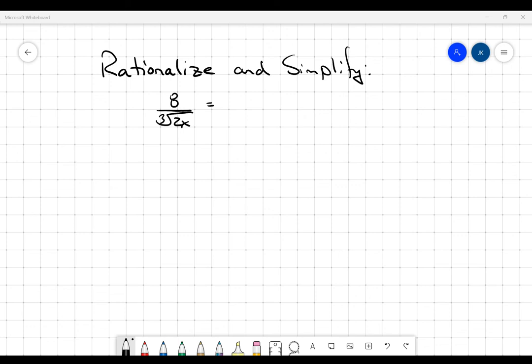Okay, hi everybody. So we're being asked to rationalize and simplify some expressions, and here's the one we're looking at right now, this 8 over the cube root of 2x. Now, you might get the impression here that what I need to do is, I've got this 8 over the cube root of 2x.